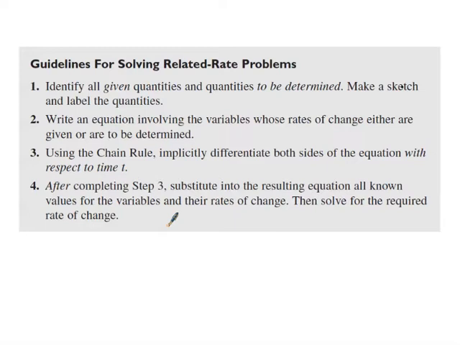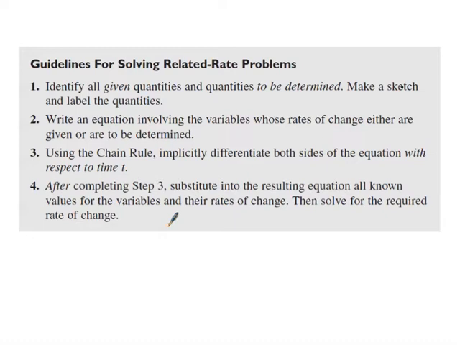Now, in some of these problems, especially the first one we look at, this is going to be really easy because everything's going to be spelled out for you. But in some of the future problems, you're going to have to write down what you know. Biggest piece of advice, you're going to look at the labels. So when you're determining step 1, you need to look at the labels because the labels will indicate what you've got. So the labels are crucial. Step 2, write an equation involving the variables whose rates of change either are given or are to be determined. So now we're dealing with an equation, and once again, you're going to look at labels to help you out.